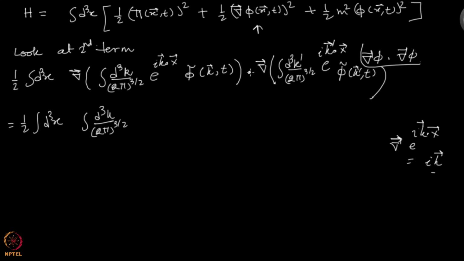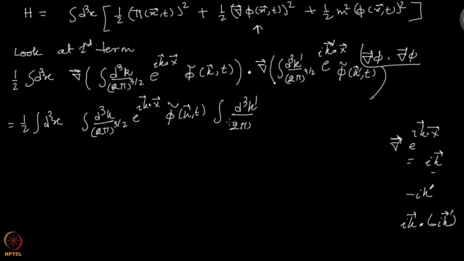Then you have a dot product. Similarly, when this gradient acts on here, it will give you minus ik prime, and these two will be dotted. So you will get ik dot minus ik prime. Because you are taking derivatives over exponentials, they give you back the same things. So here it will become e to the ik dot x phi tilde of k, t, and again the same thing: d cube k prime over 2 pi cube, e to the ik prime dot x, phi tilde of k prime, t, and then you have this vector.